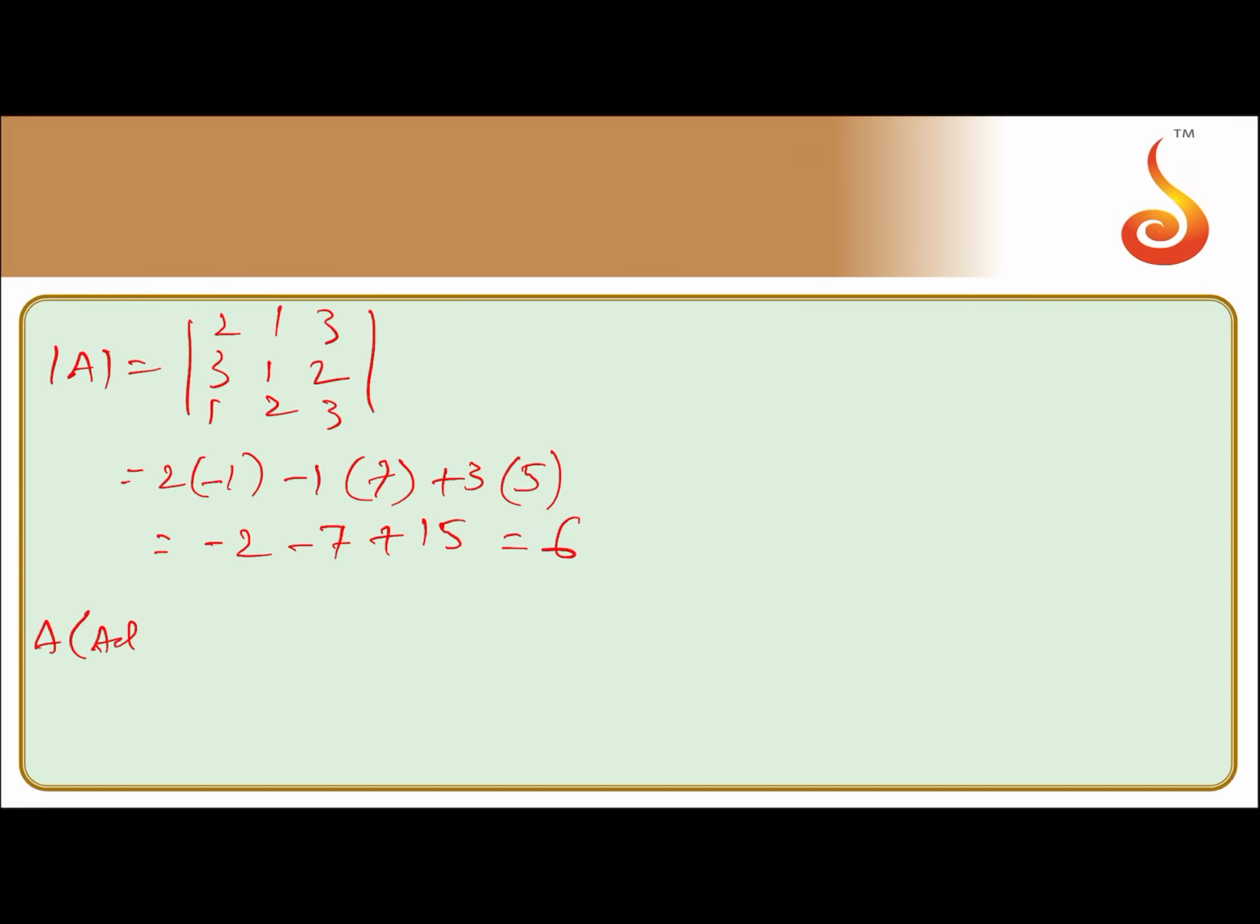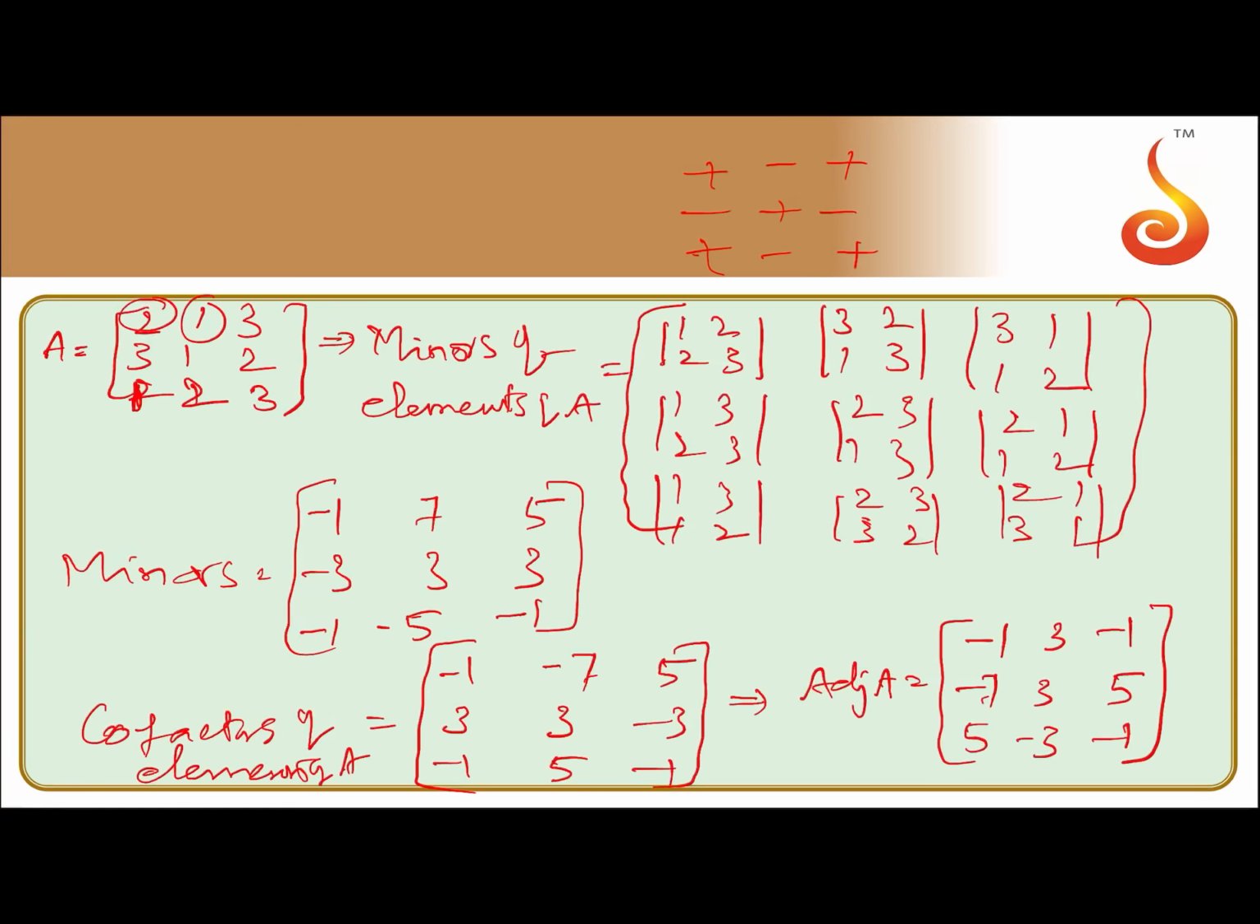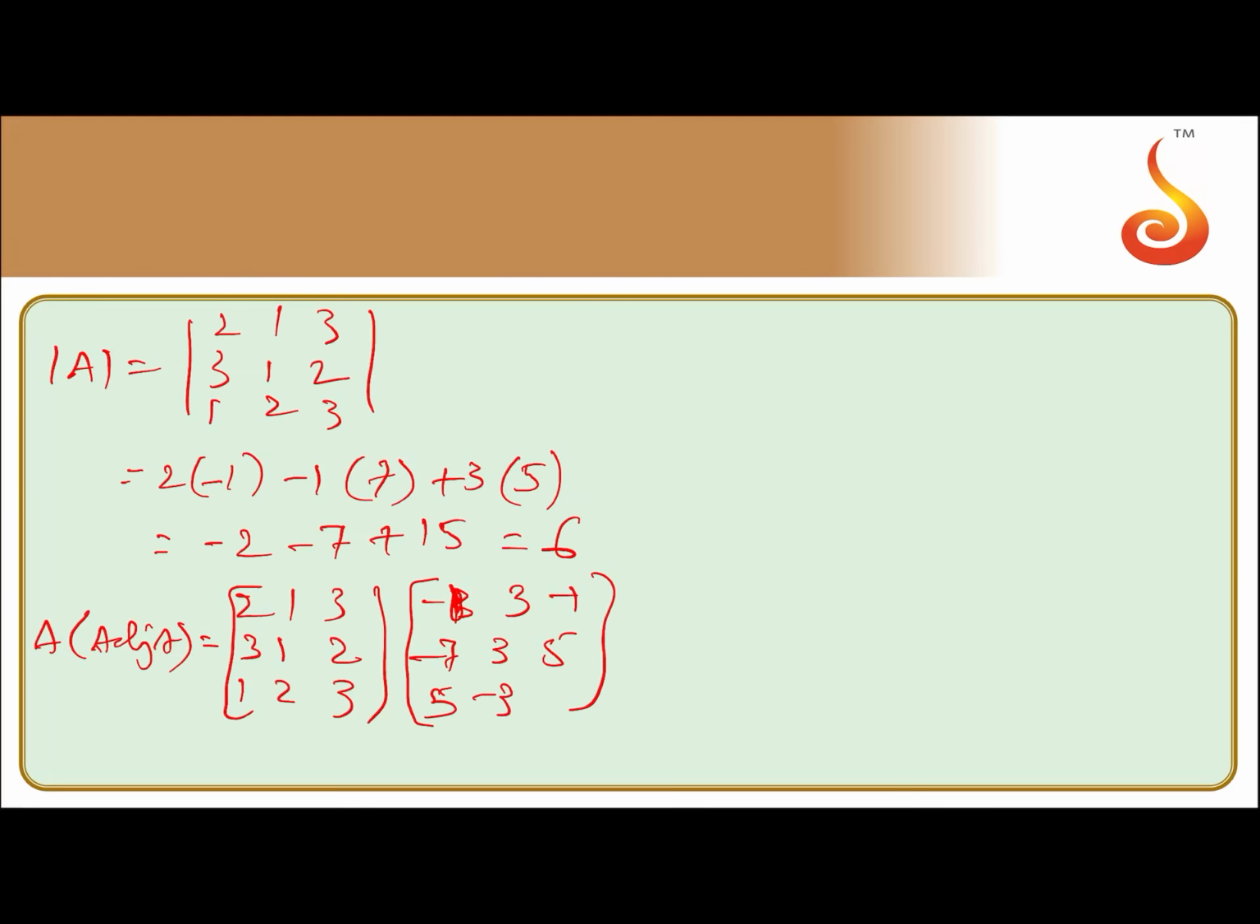Okay, let me multiply A by adjoint A. That is the matrix A, [2, 1, 3; 3, 1, 2; 1, 2, 3], multiplied by the adjoint matrix [minus 1, 3, minus 1; minus 7, 3, 5; 5, minus 3, minus 1]. Now the product of these two matrices gives the answer. The first entry is minus 2 minus 7 plus 15.